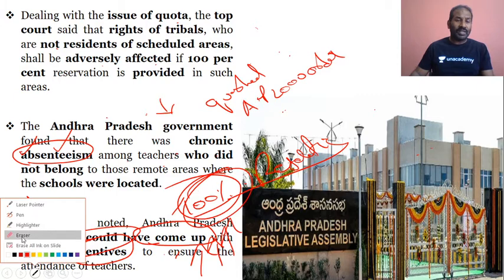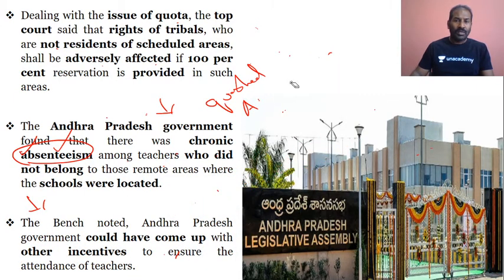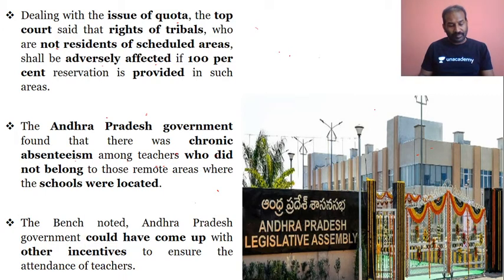Probably the bench might have said that you should have taken other alternative mechanisms or methods into implementation to make sure that the absenteeism is reduced and the attendance is increased, but not by going ahead with the order that is 100%.